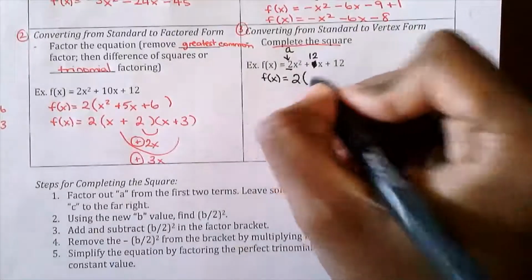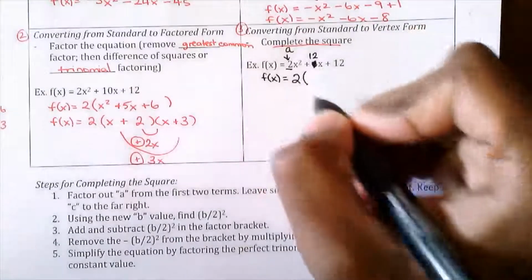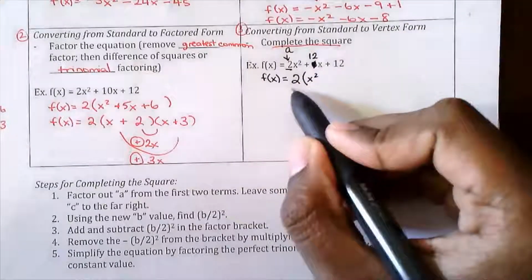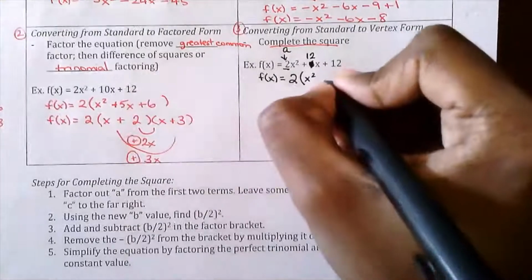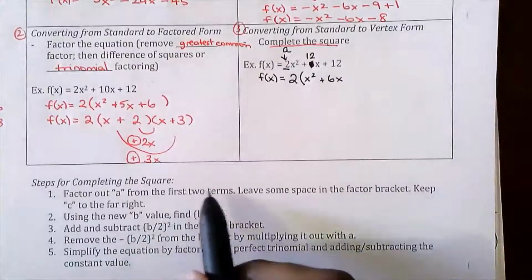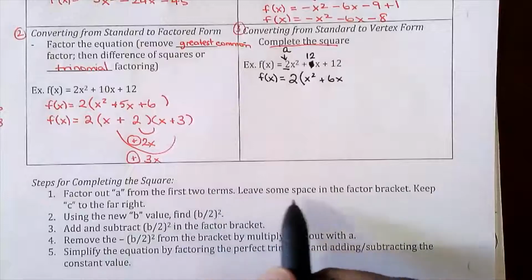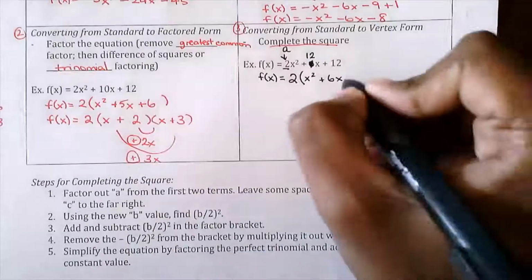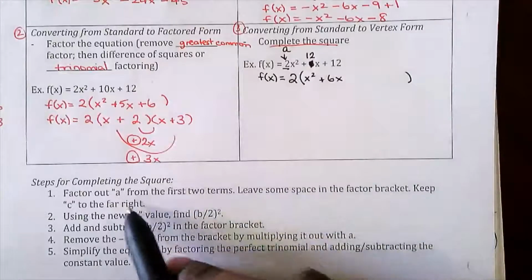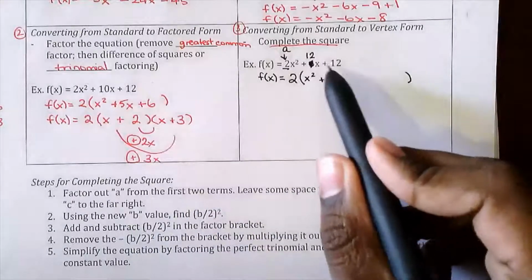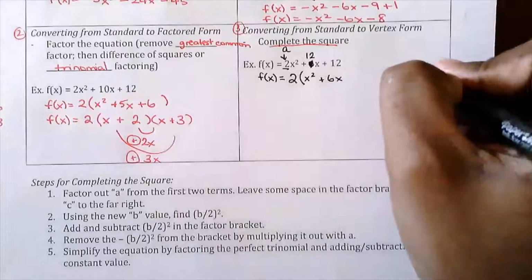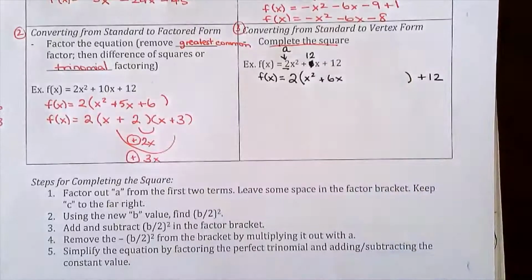So let's open our bracket. 2 times what gives us 2x squared? Well, x squared. And 2 times what gives us 12x? That's going to be positive 6x. So we factored out a from the 2 terms. It says leave some space in the factor bracket, so you're going to leave a lot of empty space here. And keep the c to the far right. So this is your c value, the value from which we have not factored anything out. So you're just going to write it as is along the side.